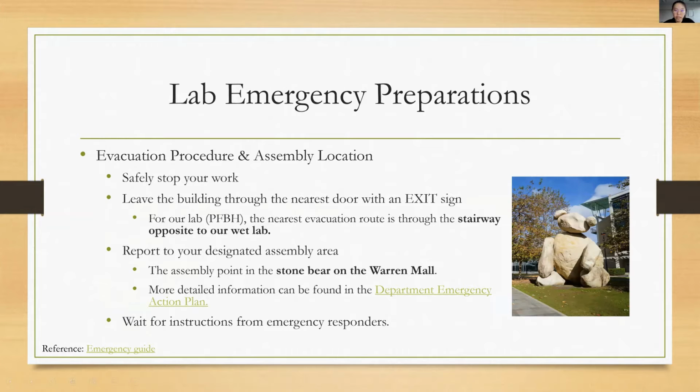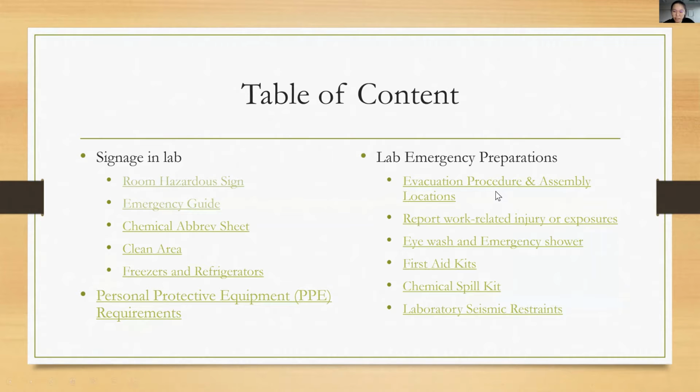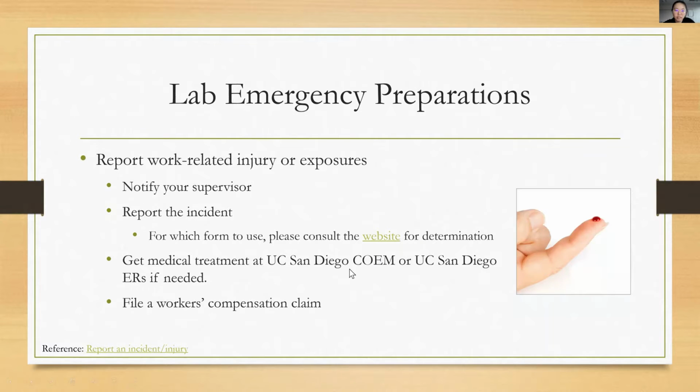Cool. So next one is the lab emergency preparations. For the emergency preparation, there are actually 6 items. So the first one is the evacuation procedure and assembly location. The assembly location is the stone bear on the Warren Mall. I think everyone is familiar with that. The next one is to report work-related injuries or exposures. Luckily, we don't have any work-related injuries so far, but just in case it happens, please refer back to this slide and take the actions that are needed.